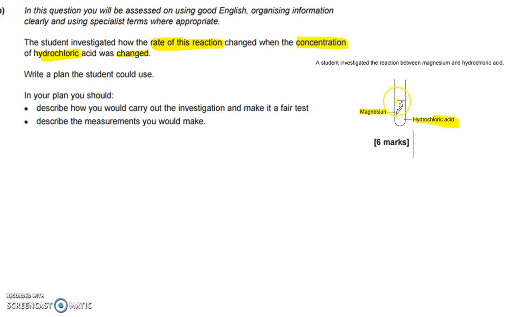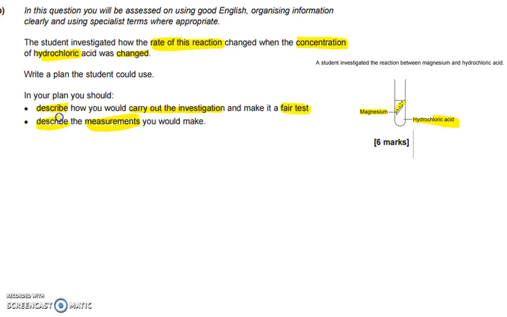And again, this diagram, especially with the bubbles, gives you a clue as to the types of things you need to do. It says in your plan you should describe how you carry out the investigation. So you don't need to say why you're doing certain things, you're just needing to state what's happening. That's why we've got describe here. Okay, and make it a fair test. Describe the measurements you would make. Again, we don't need to say why, but what measurements are you going to make?